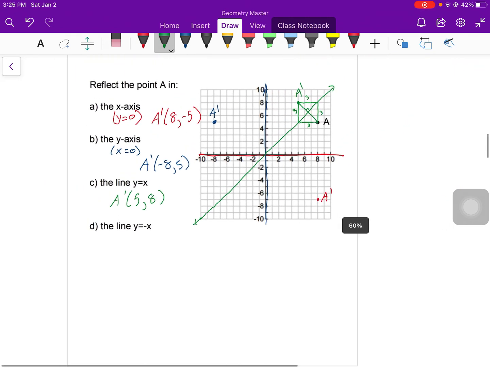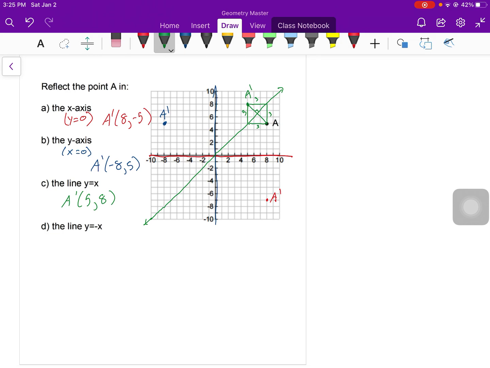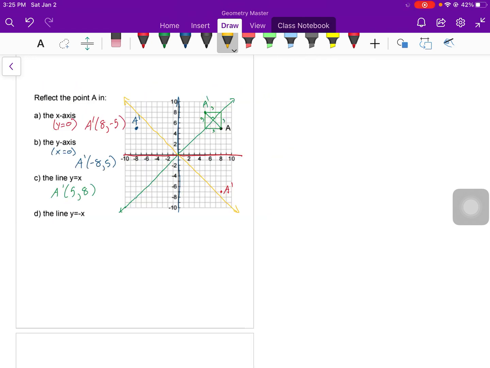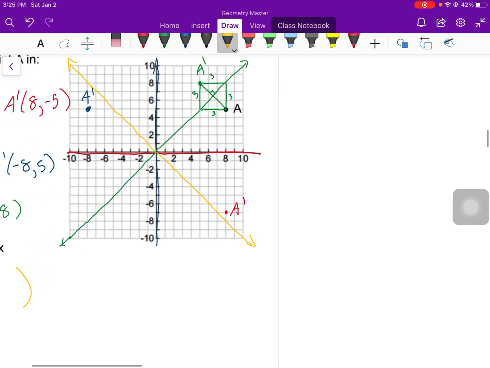For this next one, the line y equals negative x, I'm going to do that one in this yellowish color. Oops, got a little bit off there. There we go. So I'm going to do the same thing, and I'm not even going to worry about that rule for a second. If I want to count to this line, I can go either left or down first. It does not matter. I'm going to go down first.